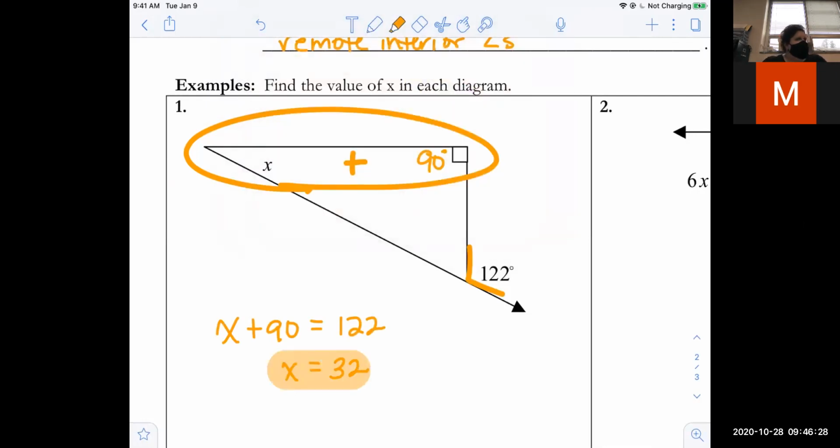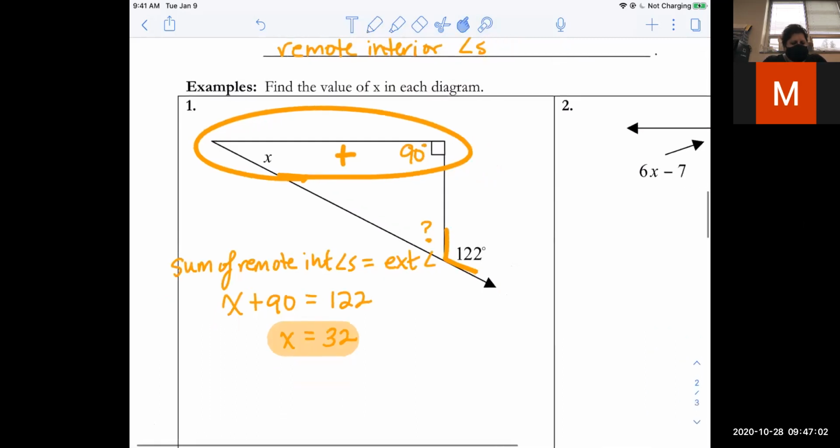Now on this problem, what Braden asked me a little bit ago was, can't you just go ahead and do the adding to 180 and subtract? You could do that on this problem because you could figure out this angle measure, right? How would you find that angle measure? Subtract from 180, you find the other part of the linear pair, and then you could add them up to 180. You could do it that way, but this is saying that the sum of the remote interior angles equals the exterior angle.